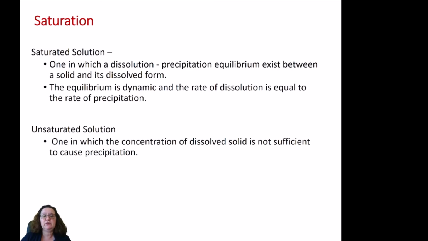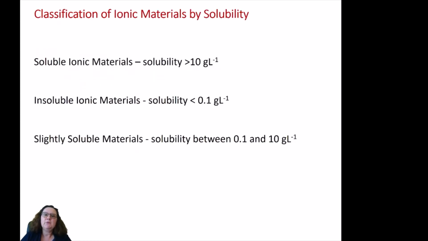And we talk about unsaturated solutions, which is a solution of a particular substance that is not at that saturated point. The concentration of dissolved solid is not sufficient to cause precipitation. You are not near that equilibrium point. We can classify ionic materials by their solubility. So you have very soluble ionic materials with a solubility of more than 10 grams per liter, insoluble ionic materials, which are the ones that have solubilities of less than 0.1 grams per liter, and then you have an intermediate category, which is the slightly soluble materials.